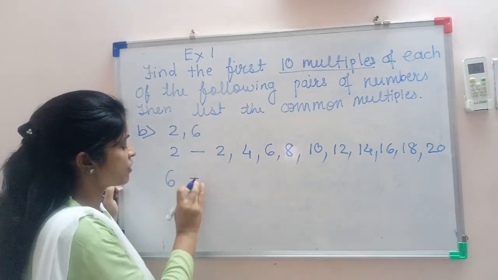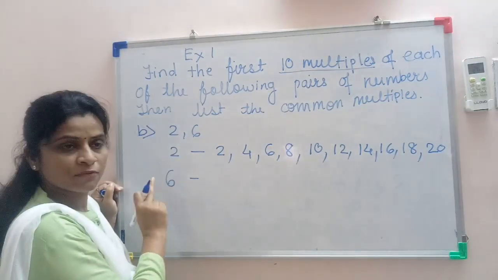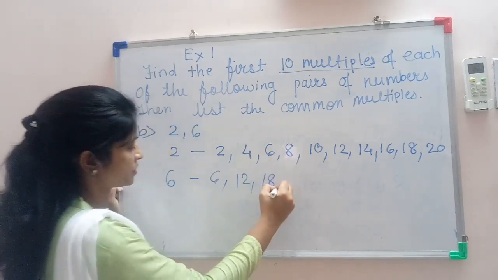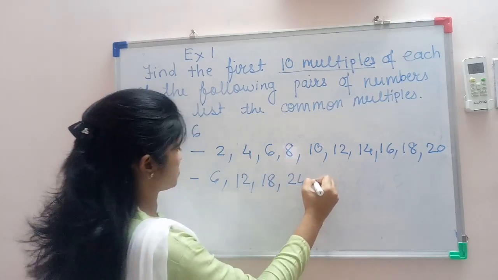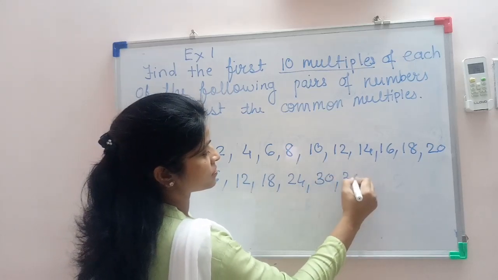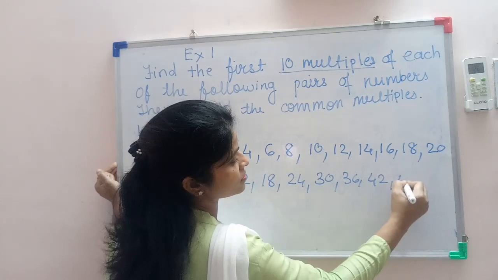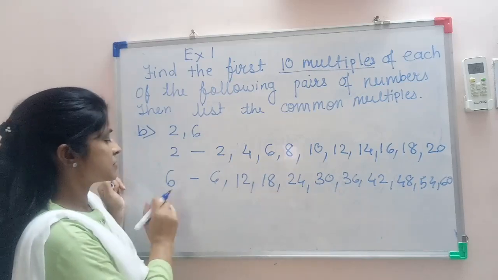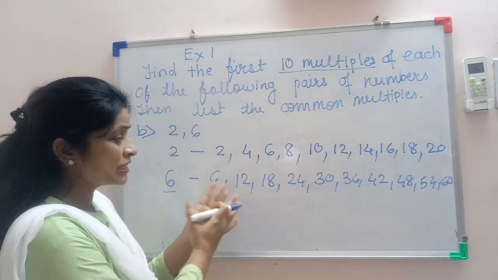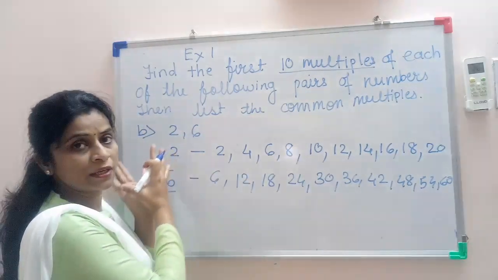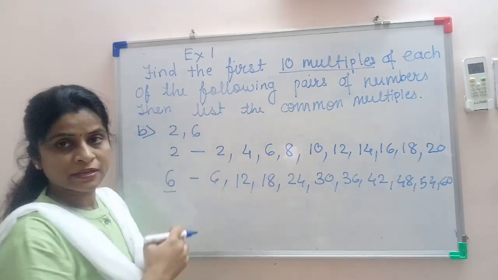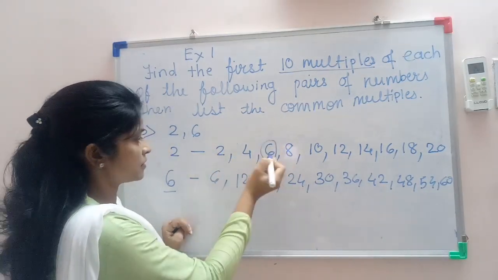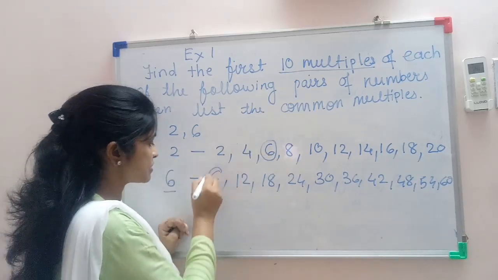After that, in the same way we have to find out the multiplication table of 6. That will be 6 ones are 6, 6 twos are 12, 18, and so on. Yes, these are the multiples of 6. Now we have to find out what are the common numbers which come in both the multiples of 2 and multiples of 6. Now 2 not there, 4 no, 6. This 6 is a multiple of 2 and 6 is a multiple of 6.